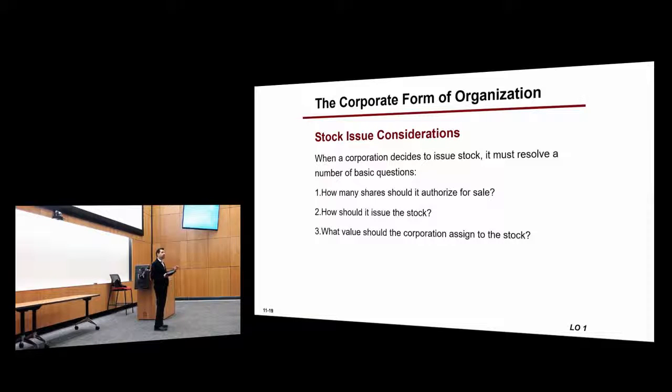If the company issues all the authorized stocks, they will have to file for an amendment. Basically, they will have to ask for authorization from the state to change the charter so that they will increase the number of stocks authorized. Okay? So before they issue stocks, they have to look at several things. For example, they look at the shares that they have authorized. They have to look at how they are going to issue the stocks.